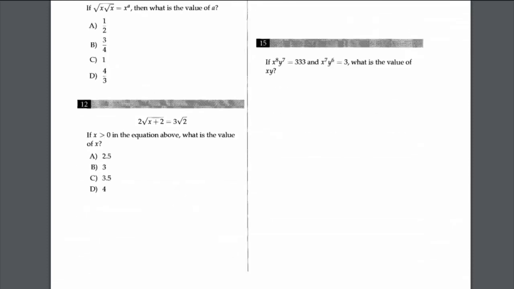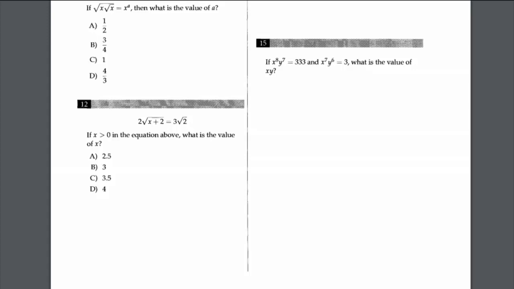Here, 2 square root of x plus 2 equals 3 root 2. x here is greater than 0. In the equation above, what is the value of x? To find the value of x, at the beginning let's get rid of that 2 on the left-hand side and make that number divided by 2. Make it 2 root 2 times root 2, and cancel one of the root 2's with one of the root 2's. So it's 3 over root 2.